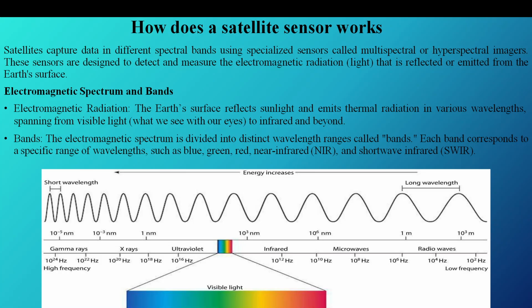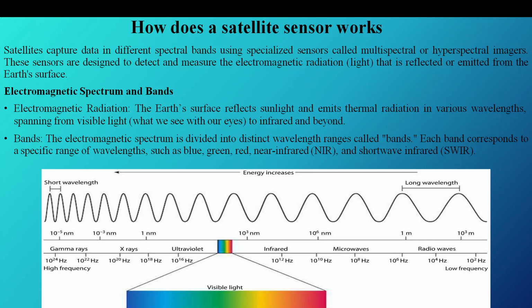So the importance of the electromagnetic spectrum in remote sensing is that different objects on Earth interact uniquely with electromagnetic radiation. By capturing and analyzing different spectral bands, we can extract valuable information about vegetation health monitoring. So NIR, that is near infrared, helps identify stressed or healthy plants. Similarly, water body analysis can also be done using infrared bands, which helps us distinguish water and land.